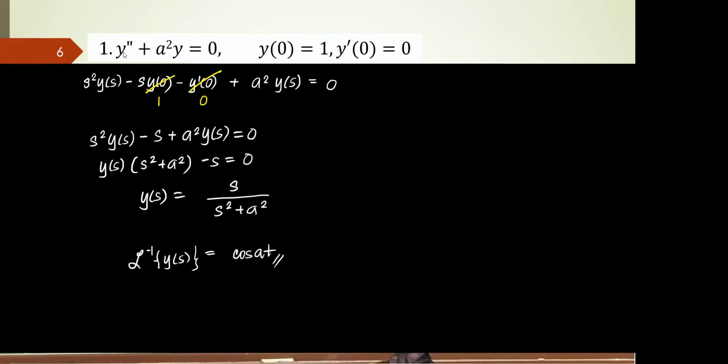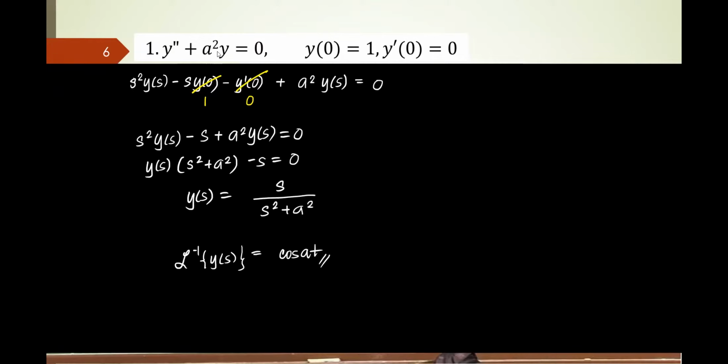So going back here, you have a second derivative of y plus a squared y is equal to 0. And then you're given conditions. When x equals 0, y equals 1. And then when x equals 0, the y prime is equal to 0. So expanding this one, this is s squared Y(s) minus s y of 0 minus y prime of 0. So the first three terms correspond to your y double prime. And then this one, since this is not a derivative, it will just be Y(s). So a squared Y(s) is equal to 0.